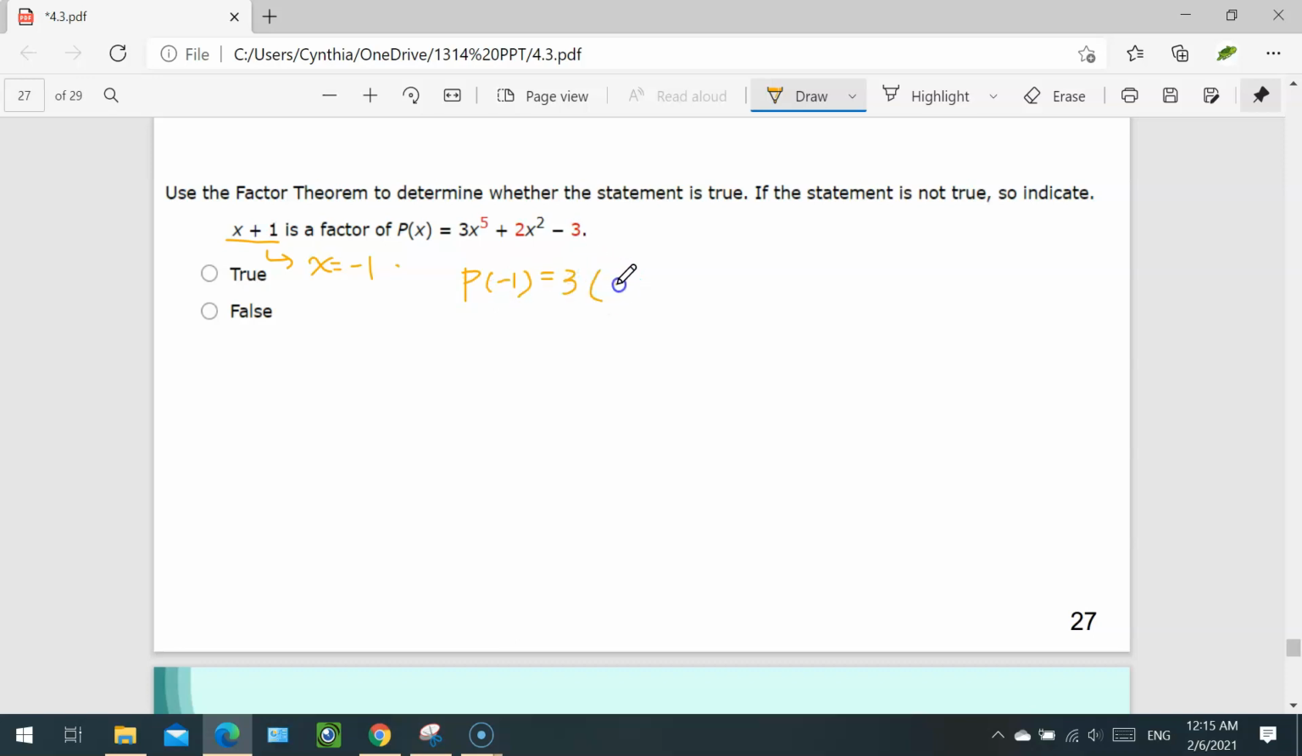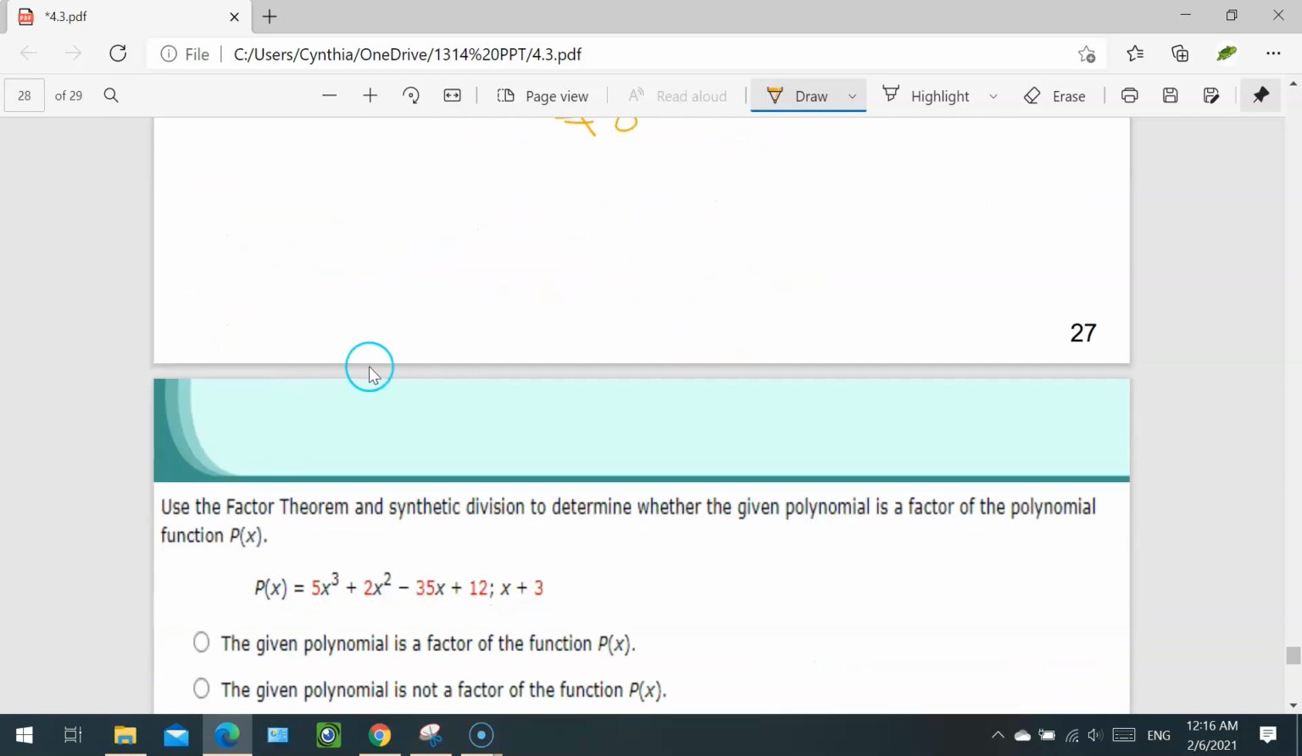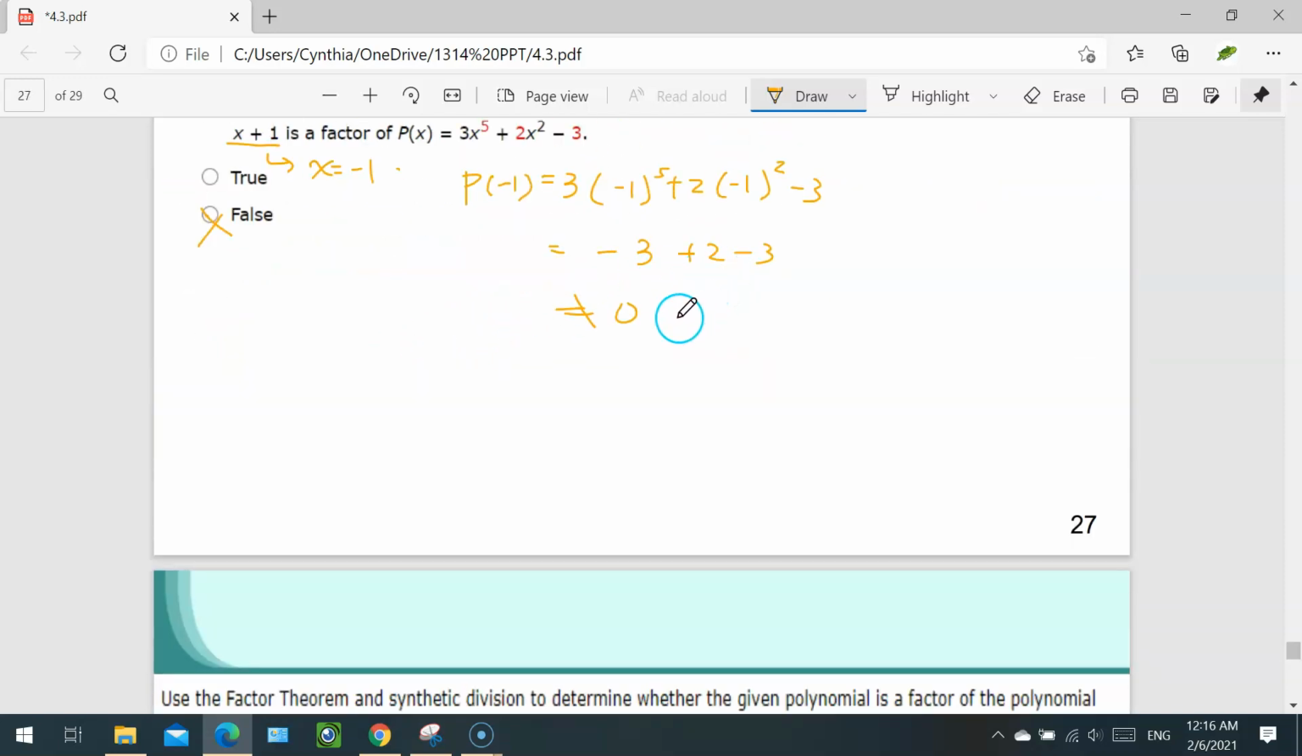So we'll have 3 times negative 1 to the power 5 plus 2 multiplied by negative 1 to the power 2 minus 3. Here you'll get negative 3 plus 2 minus 3. So this is not equal to 0. That means x plus 1 is not a factor, because we didn't get a 0. We have negative 4 here.